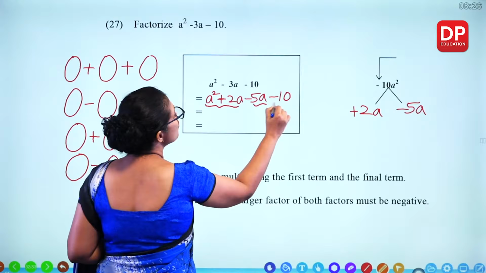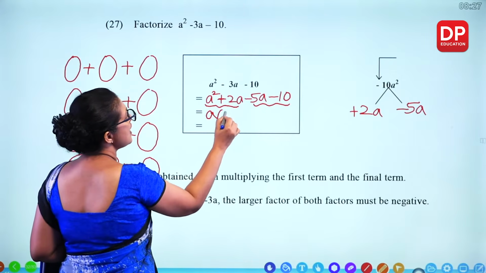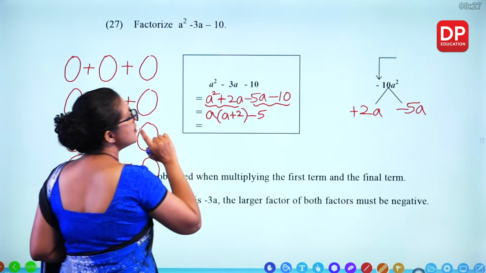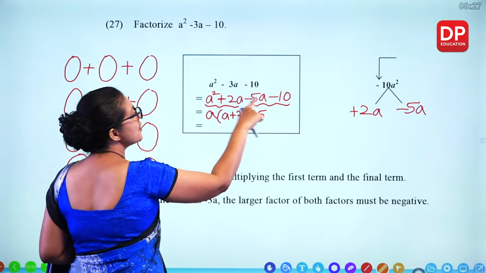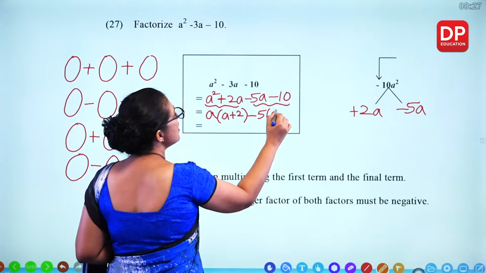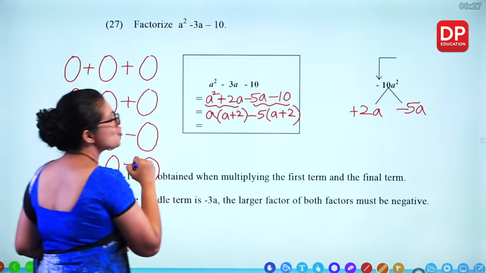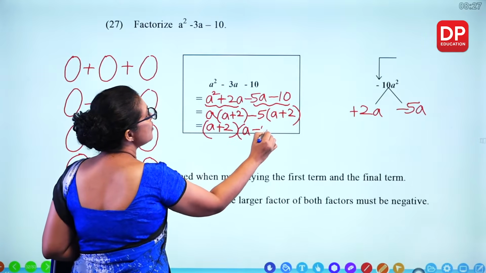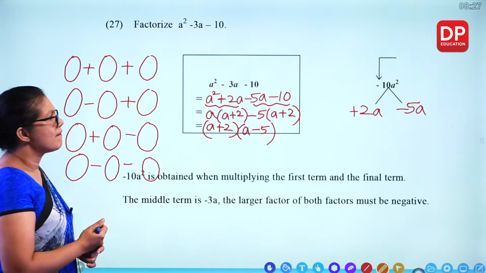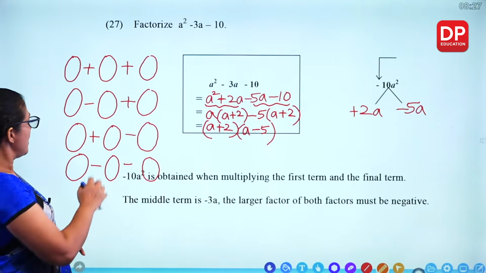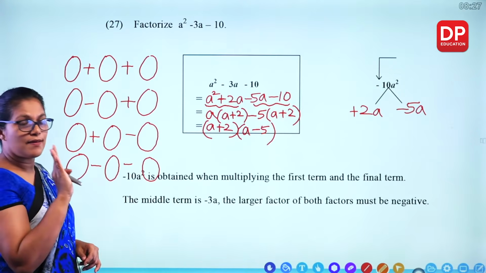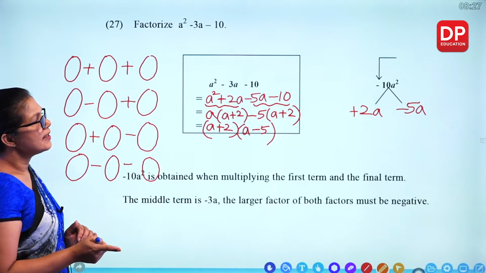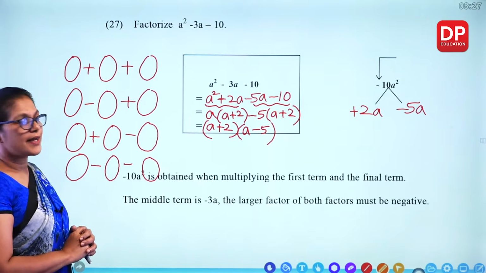When you take first two, you get a plus 2. Minus 5, common for both. So I can take minus 5 out. Then you get a plus 2. A plus 2 is common and you get a minus 5. So in this case also, when negative is in the middle term, you have to select the larger factor negative.